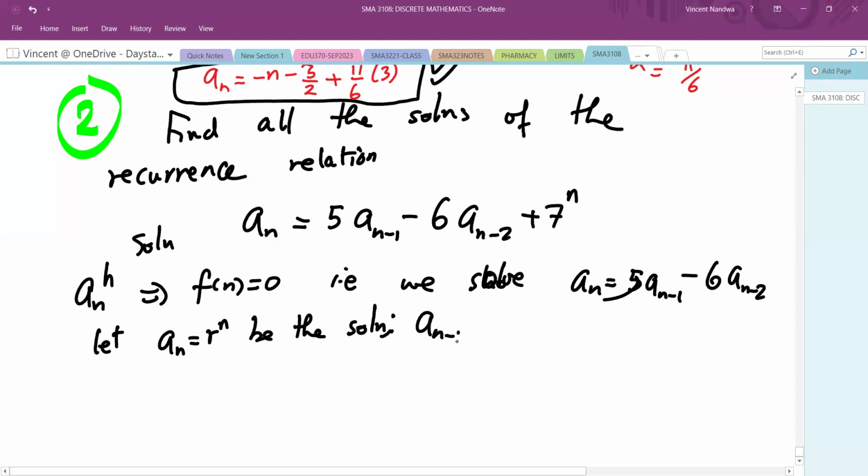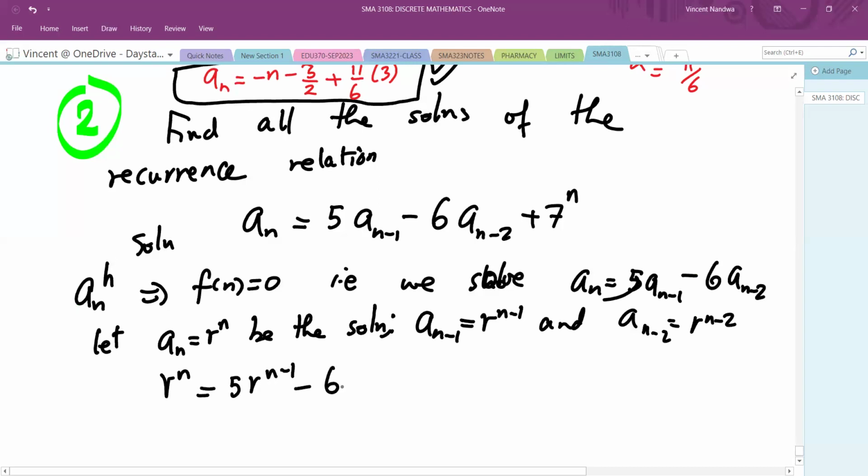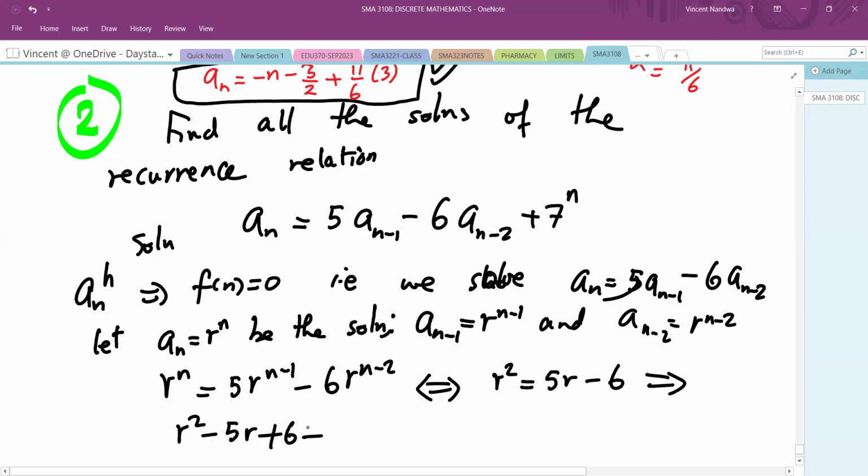So we know that a_{n-1} will be r raised power n minus 1, and a_{n-2} will be r raised power n minus 2. So this equation will be r^n = 5r^{n-1} - 6r^{n-2}. And when you divide every term by r^{n-2}, you'll get r squared equals 5r minus 6, which gives r squared minus 5r plus 6 equals 0.